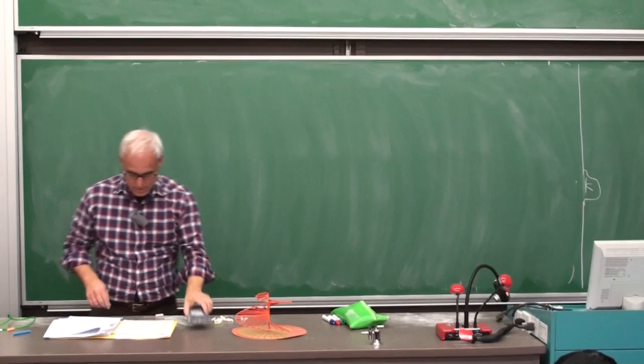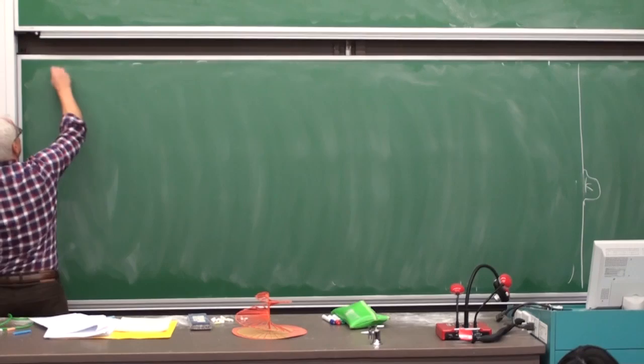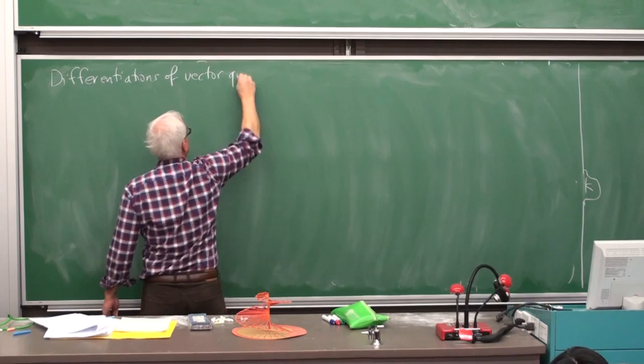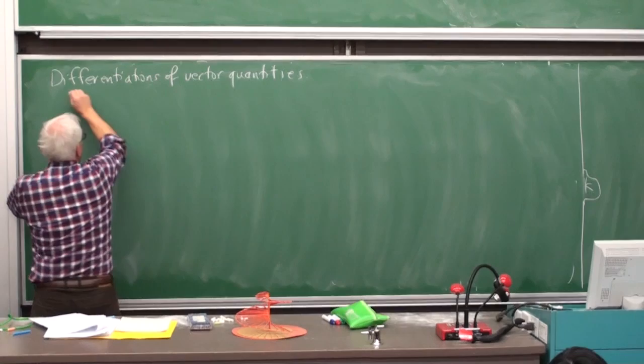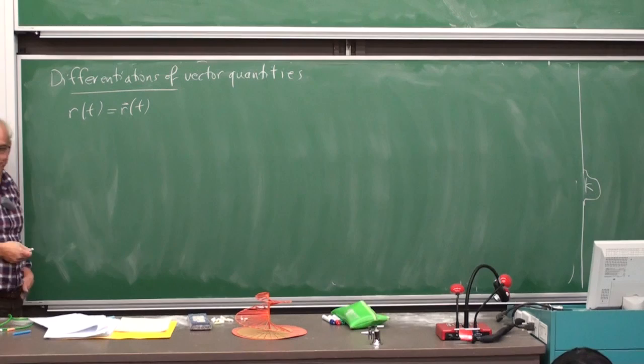And before I get into the real business, I just need a little bit of preliminaries. So just some differentiations of vector quantities. Okay, so we're going to be thinking about having vectors which depend on time. So I'll write R of t, but most of the time I will be thinking of a vector R of t, and typically it has components x of t, say y of t, z of t.